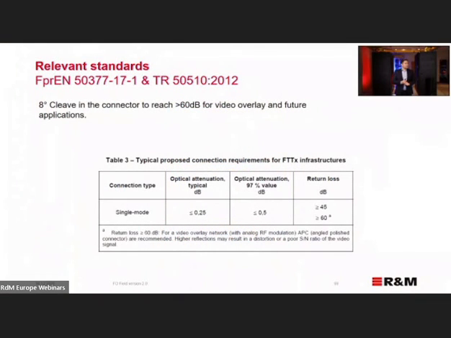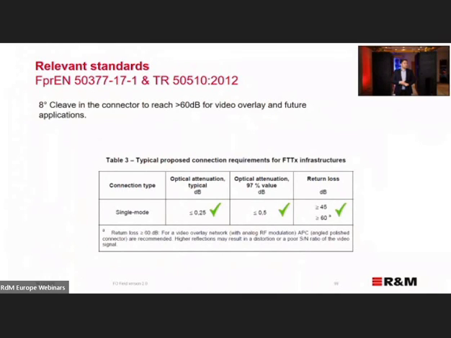Additionally, for return loss improvement, we have a special shape of the fiber, which is already installed inside of the connector in our factory. Thanks to that, return loss is improved, so we can achieve at least 45 dB of return loss for multimode and 60 dB for single mode.